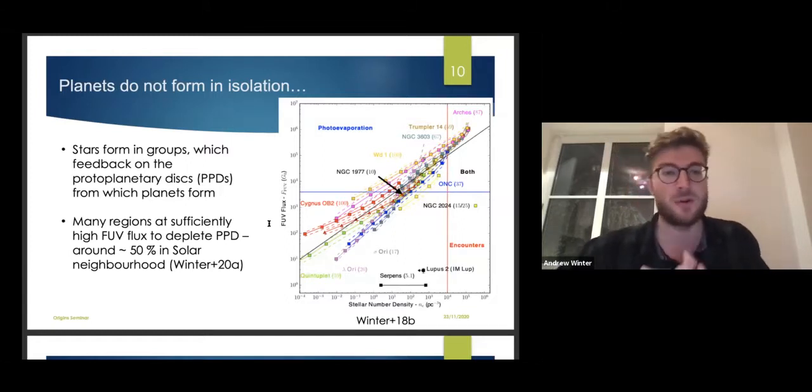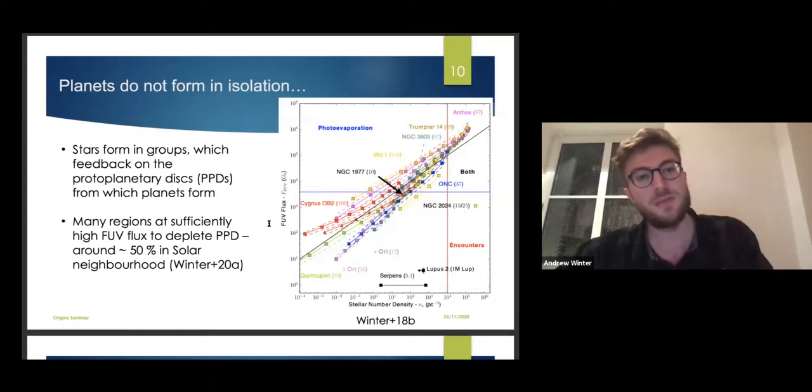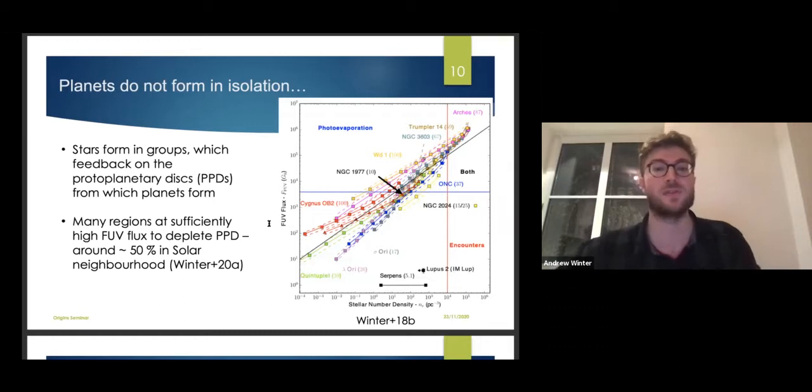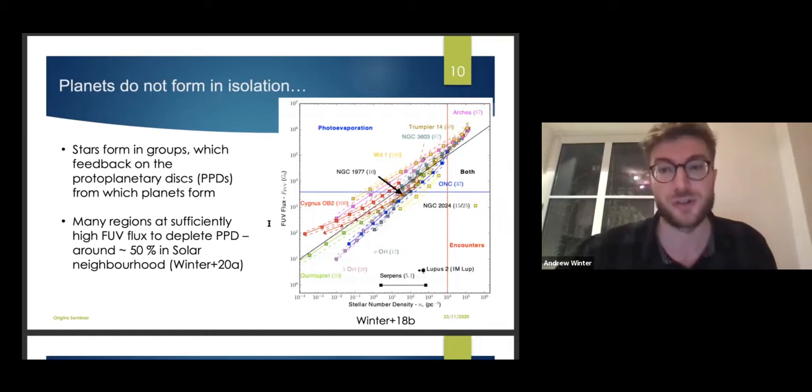In fact, I'm not going to go into detail on this one, but many regions are at sufficiently high flux to deplete protoplanetary disks, and we can estimate that around 50% in the solar neighborhood might lie close to or above that threshold of a thousand or a few thousand G naught. So this is really expected to be a significant effect, even in the solar neighborhood.